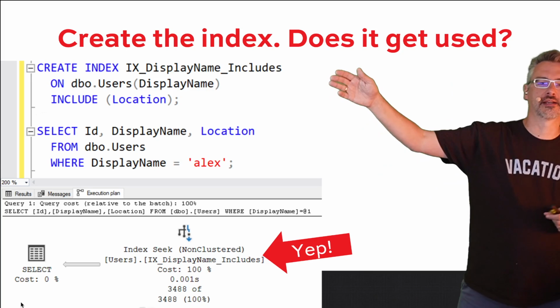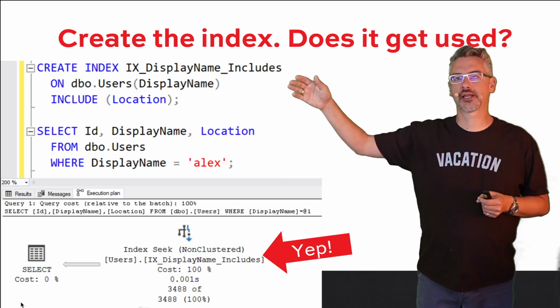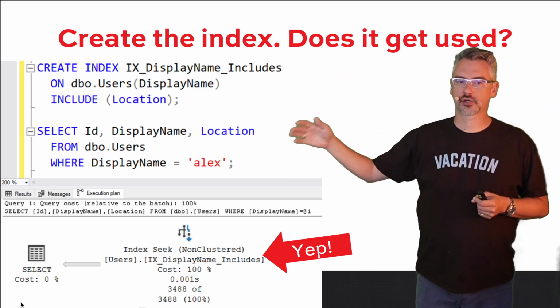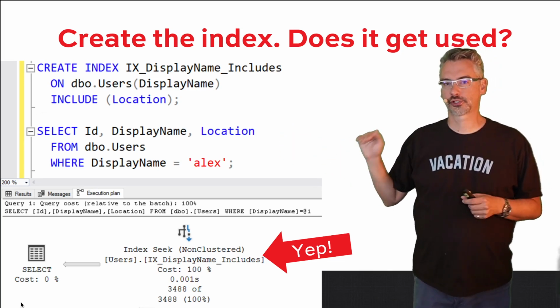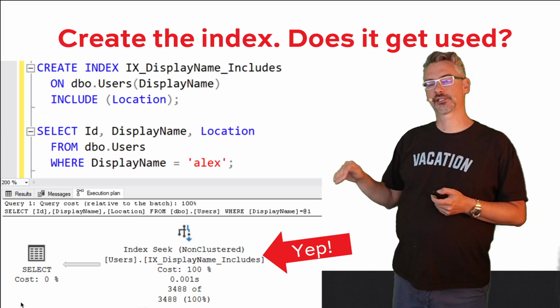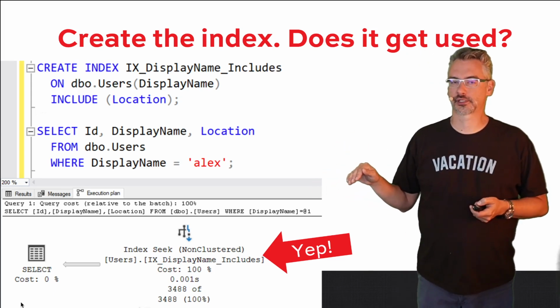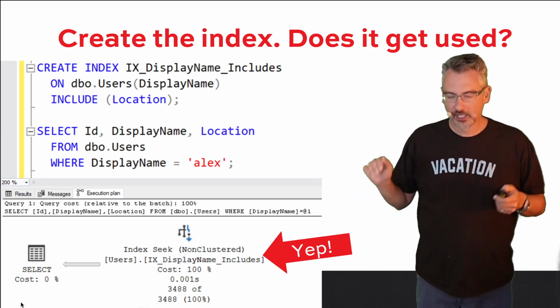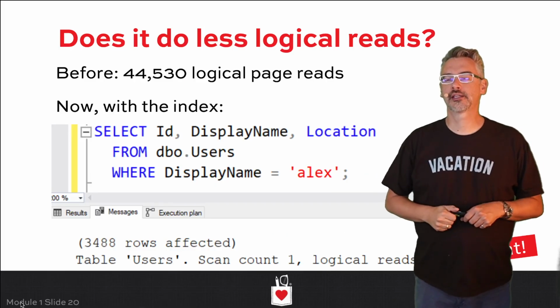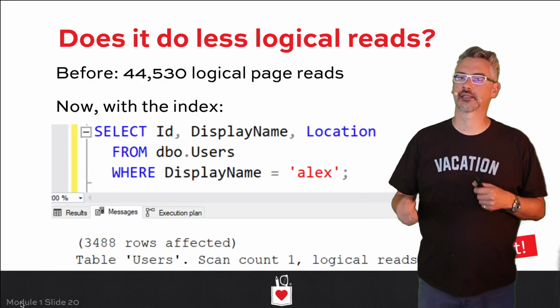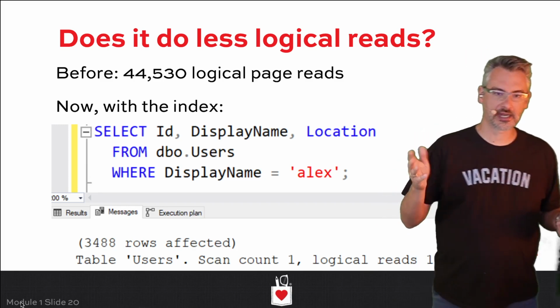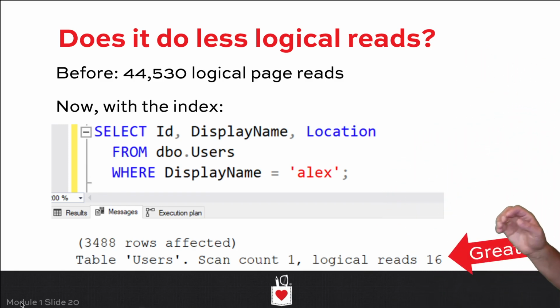So if I create the index on display name, then location, and I turn around and run my query again, I want to see that the index, of course, shows up in the plan. That's step one for me of making sure that it was a success. Step two is checking the number of logical reads. Did my query read less 8K pages? And in this case, it does. It drops from 45,000 logical reads down to just 16 logical reads.